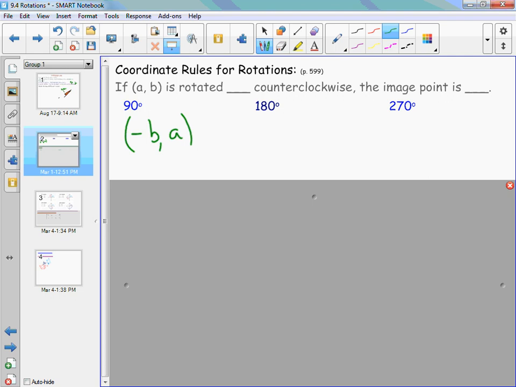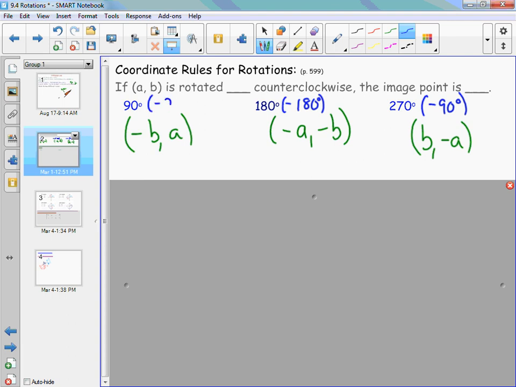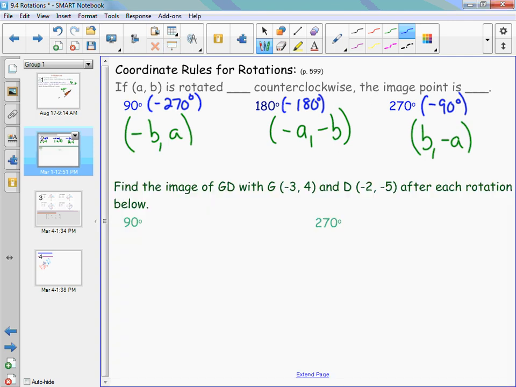If a point is rotated 180 degrees, (A, B) becomes (negative A, negative B). And finally, 270 degrees would be (B, negative A). Note that 270 is the same as negative 90 degrees. 180 degrees is the same as negative 180. And lastly, 90 degrees is the same as 270 degrees in the negative direction.